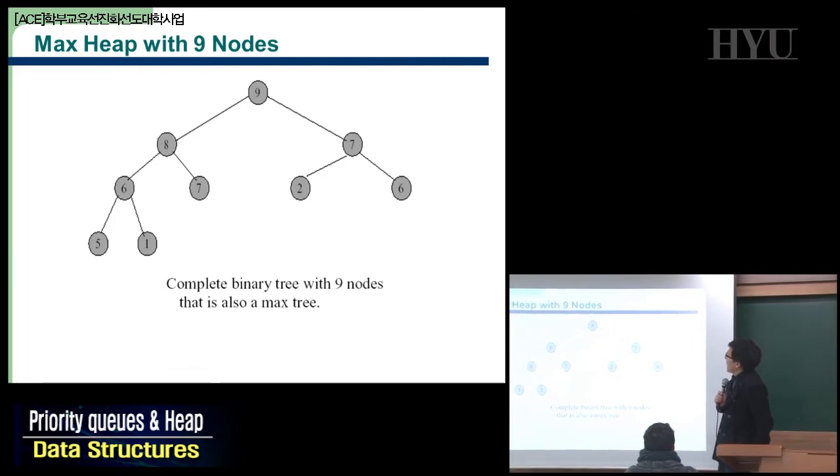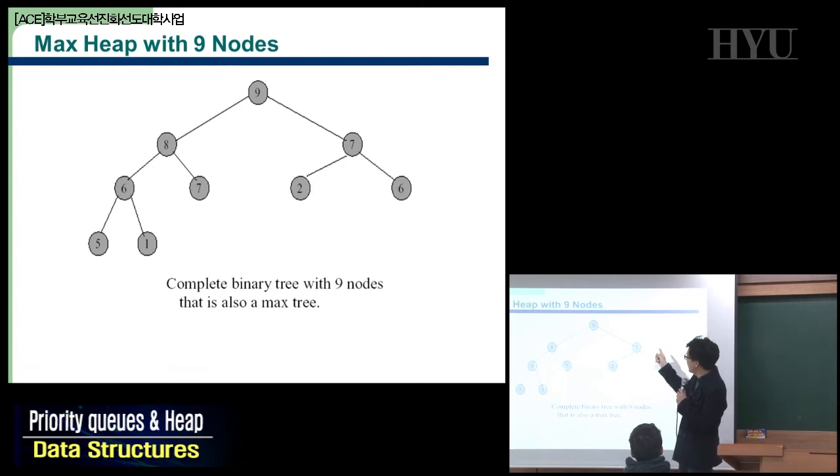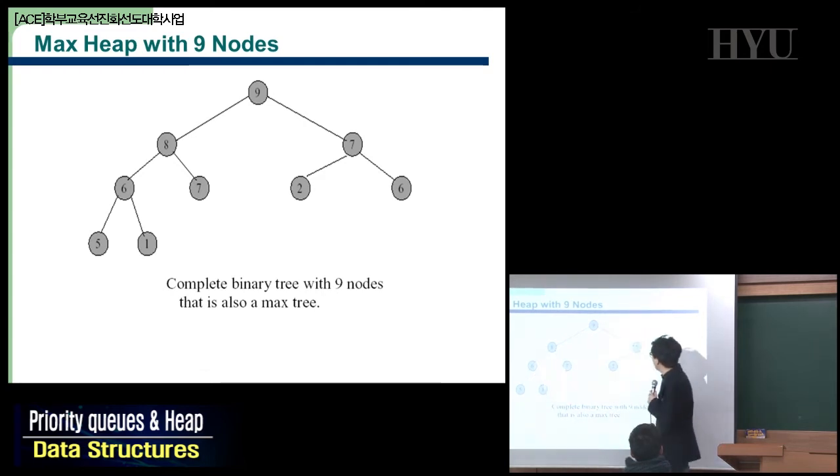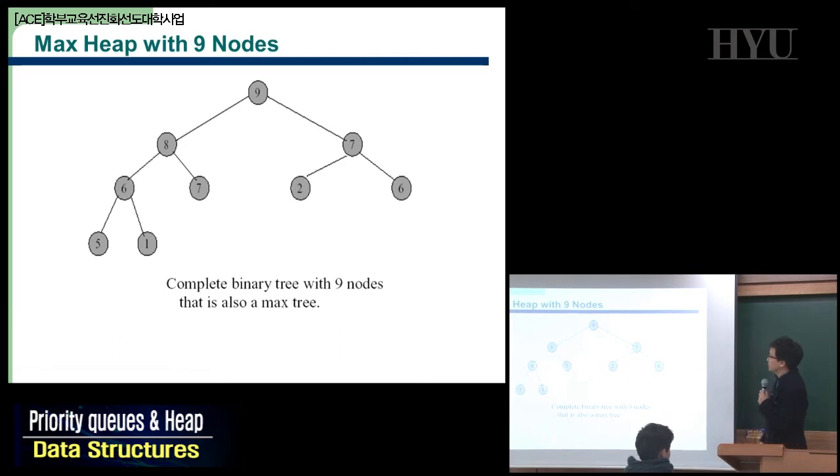So this seems to be a max heap with 9 nodes, a complete binary tree with 9 nodes that is also a max tree. Let me see whether it satisfies the conditions for max. Okay, it seems the parents are always bigger than the children. 9 is on the top, 8 and 7 are smaller. On the left side of the tree also, 6, 5, 1, okay, 2, 6. It also seems to be a complete tree too. So it's a max heap with 9 nodes.